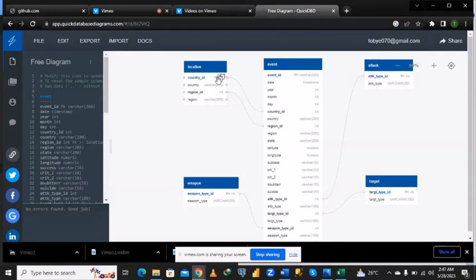From the locations table, we can see the country ID as a primary key is connected to the events table, and the foreign key, which is the country ID in the events table. For the attacks table, the attack type ID as the primary key is the foreign key in the events table, and this is where they are connected. For the target table, the target type ID is the primary key and there is a foreign key in the events table. The weapons table shows us the relationship between the weapons table and the events table, where the weapons type ID is a primary key in the weapons table and is a foreign key in the events table.